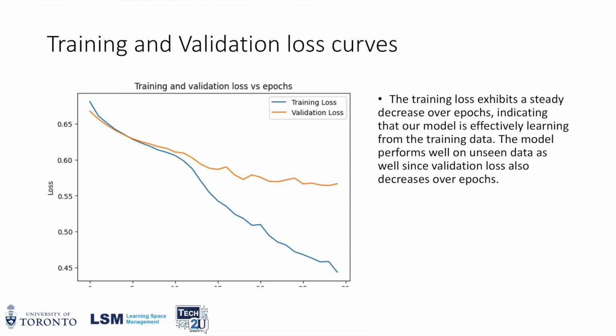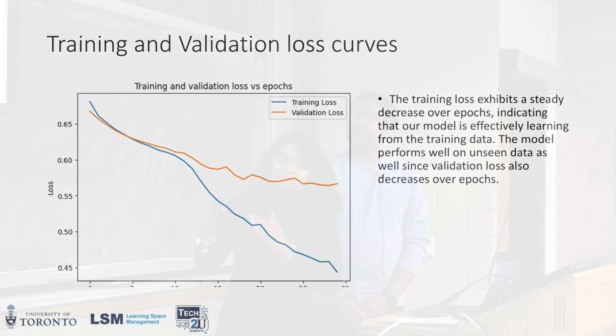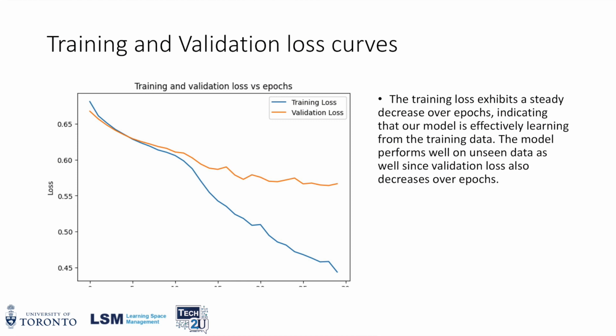For the loss curves, we can see that the training loss exhibits a steady decrease along epochs, which means that our model indeed is effectively learning over the training data, and validation loss is also decreasing, which means that it performs well on the unseen data as well.